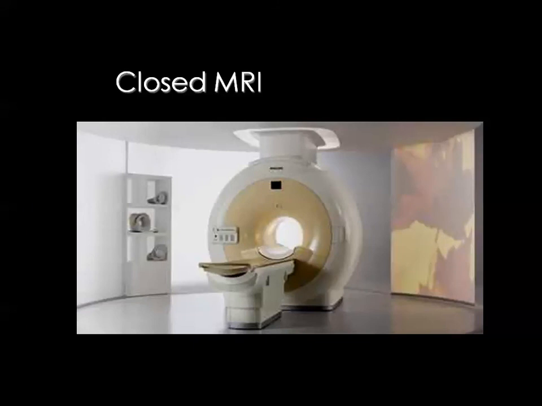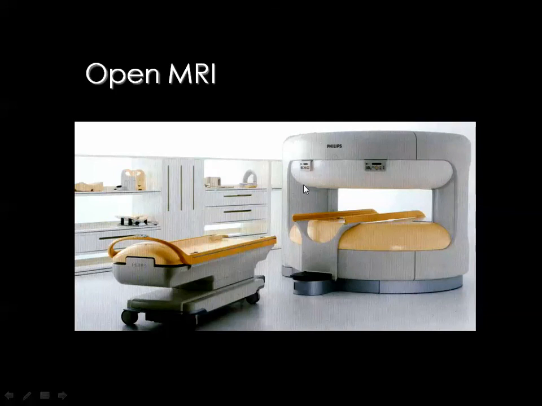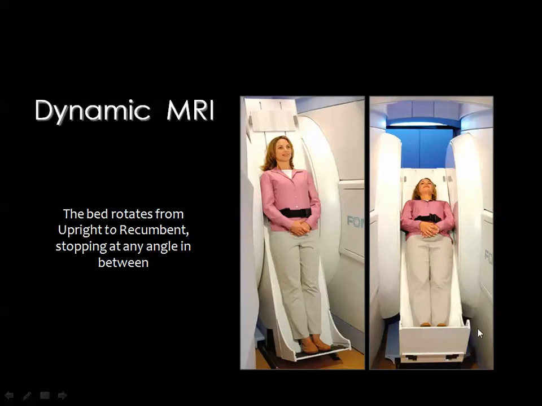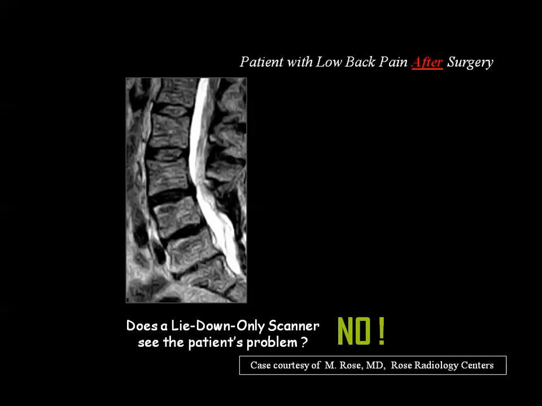Then we have four types of MR machines. The closed MRI, where the magnet is closed all around the patient, is open only at the patient's head and feet. Then we have the open MRI, where there is a big space around the patient, for those who are claustrophobic to the closed MRI. And this is a very valuable machine, which is not until now available in Egypt, which is the extremity MRI, where the machine is very small and it can examine the lower limb and also can examine the upper limb. The fourth type of MRI is the dynamic one, which can examine the patient while standing and while recumbent as well. And the benefits of this MRI are very valuable in examination of the spine, particularly the postoperative spine.